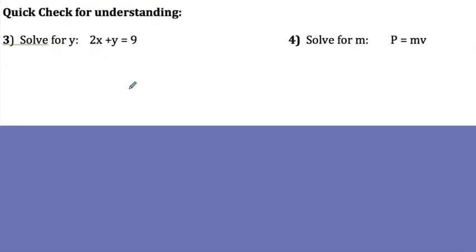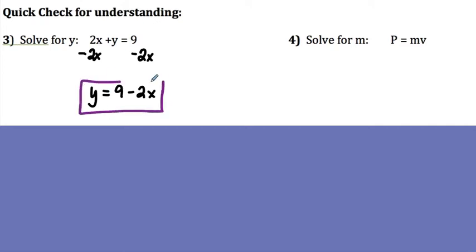All right, let's try another one. It says solve for y. That means I want to isolate y. So I have to get that 2x to the other side. I'm going to subtract it from the other side of the equation. That gives me y equals 9 minus 2x. And there I am. I'm done. It's no harder than that. Solving for one variable in terms of another.